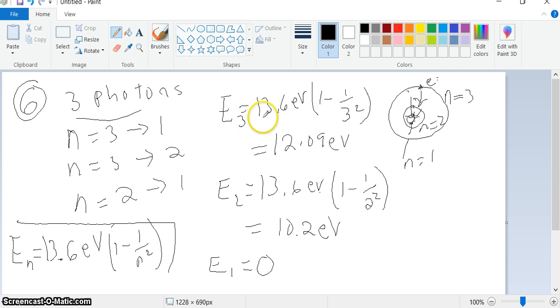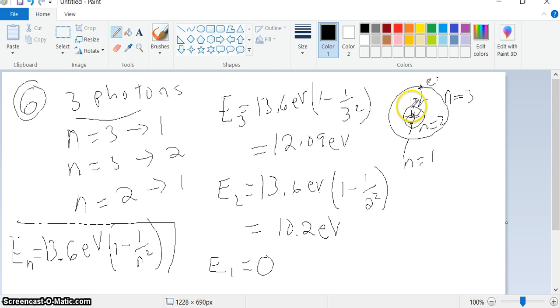So let's figure out the energy. It's going to be the energy in the third excited state, which is of course our highest energy, would be 13.6 electron volts. It's just easier to use electron volts rather than joules here, but you could do it with joules as well. Anyhow, it's going to be 1 minus 1 over, since it's n equals 3, 3 squared. And so that comes out to be 12.09 electron volts.